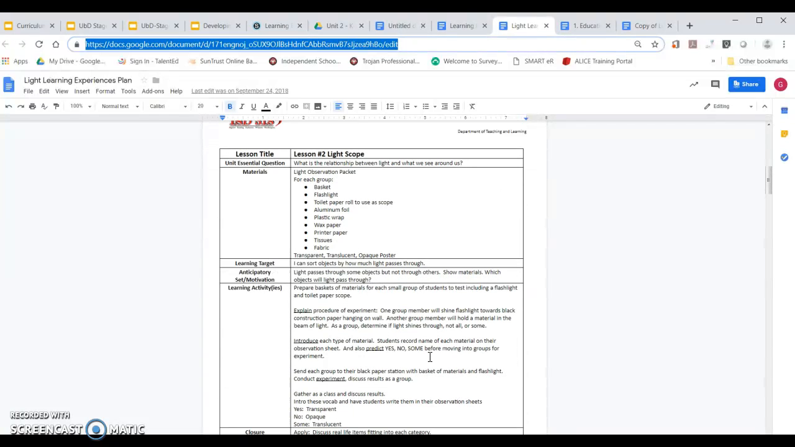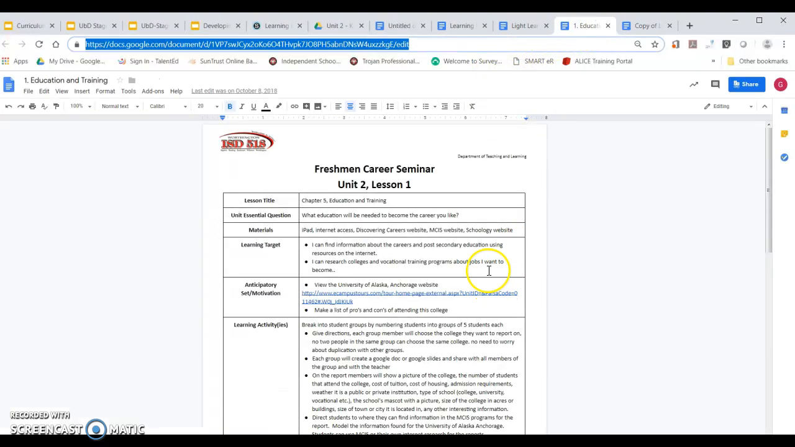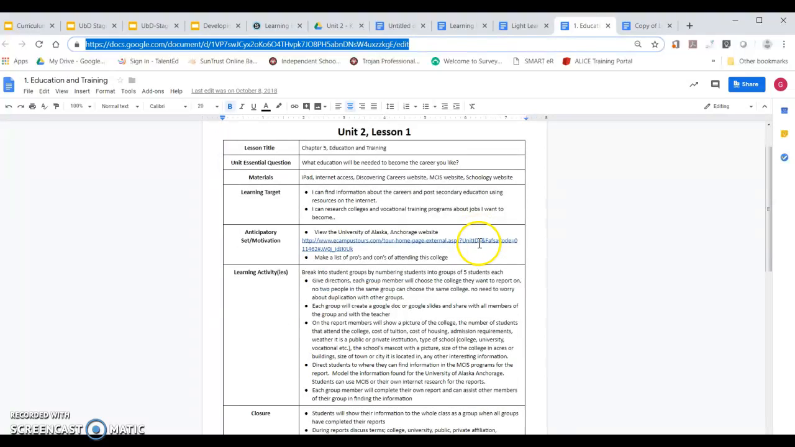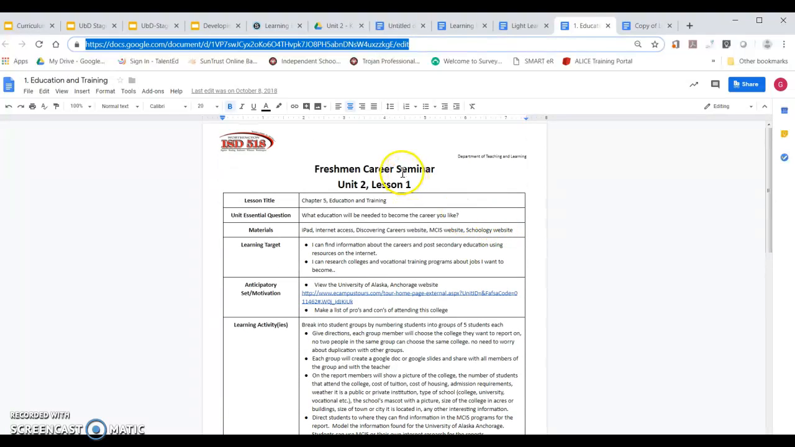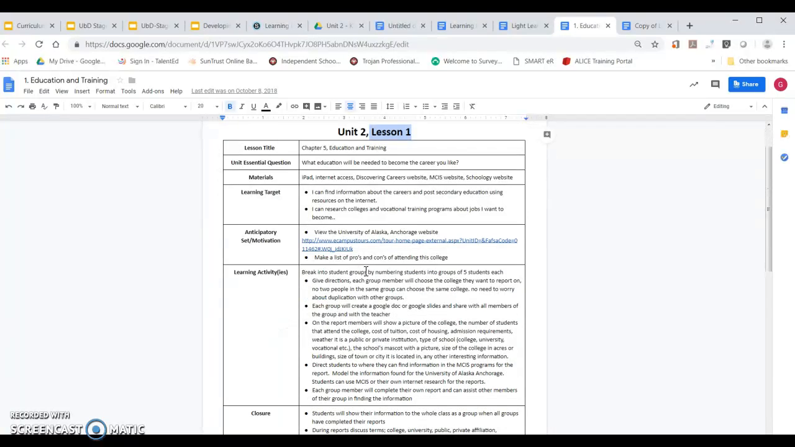Another example from your science, same type of concept, and you can see that they have different learning activities in here and explain this is how you're going to introduce it and those different types of things. So another example from freshman career seminar that we have here at the high school. Again, they have the title of the course, and then they have the unit. This really should be listing what the title of the unit is. And going through, you can see that, and again, it should only be 1 learning target. The next one will have a little more detail on this process.